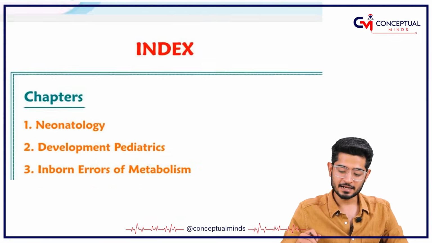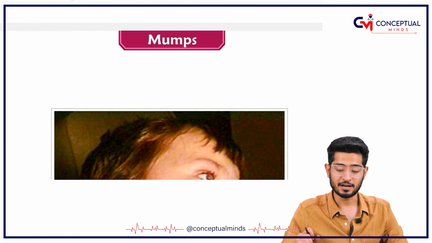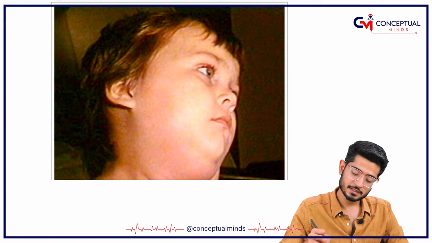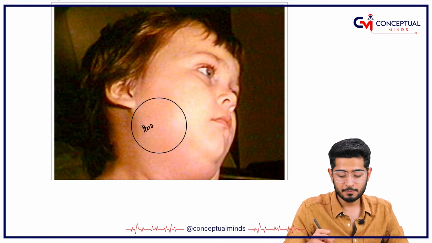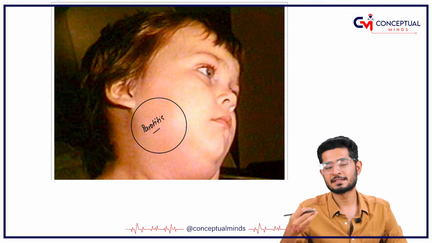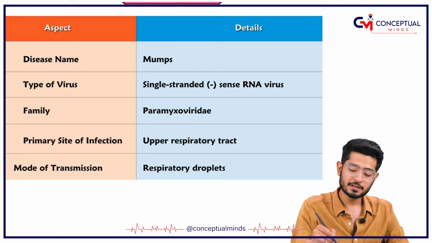Let's understand about the pediatric infectious disease that is called mumps. Can you see this? This is the location of your parotid gland. So this is actually the parotitis which has happened, okay? And mumps has this beautiful feature of parotitis. So the name of the disease is mumps.